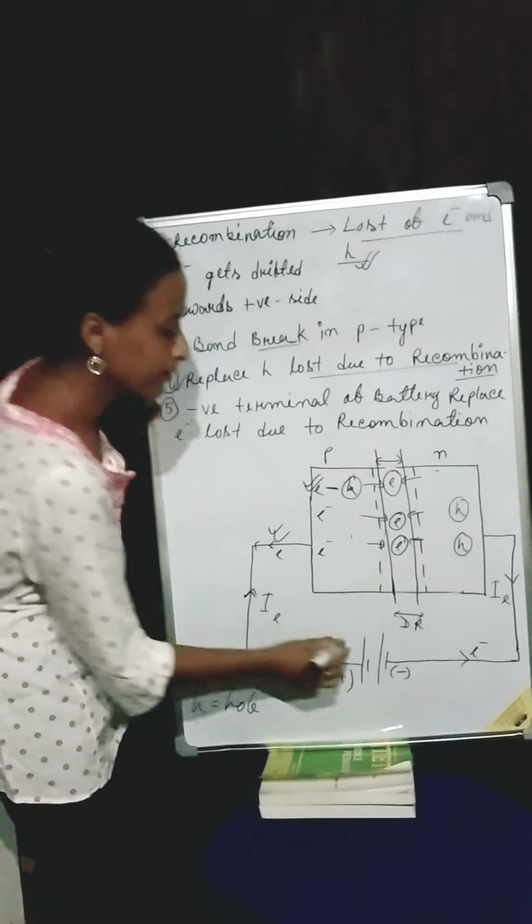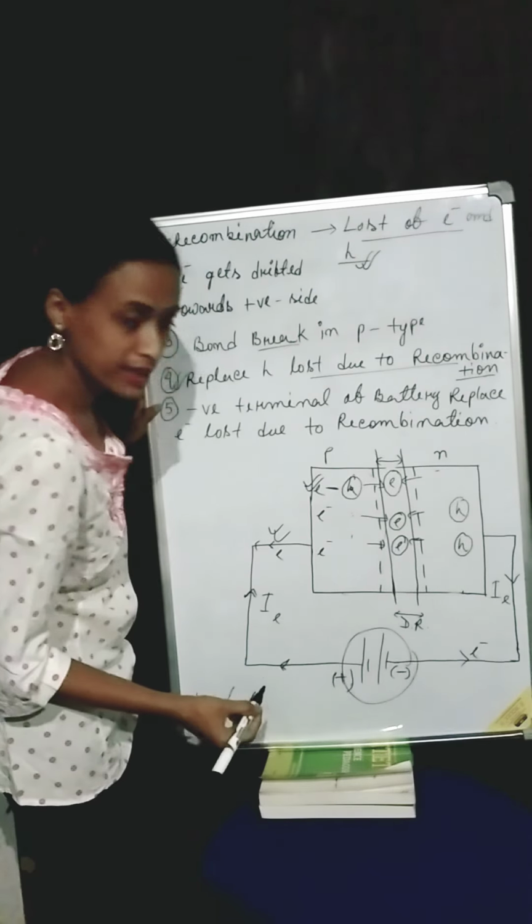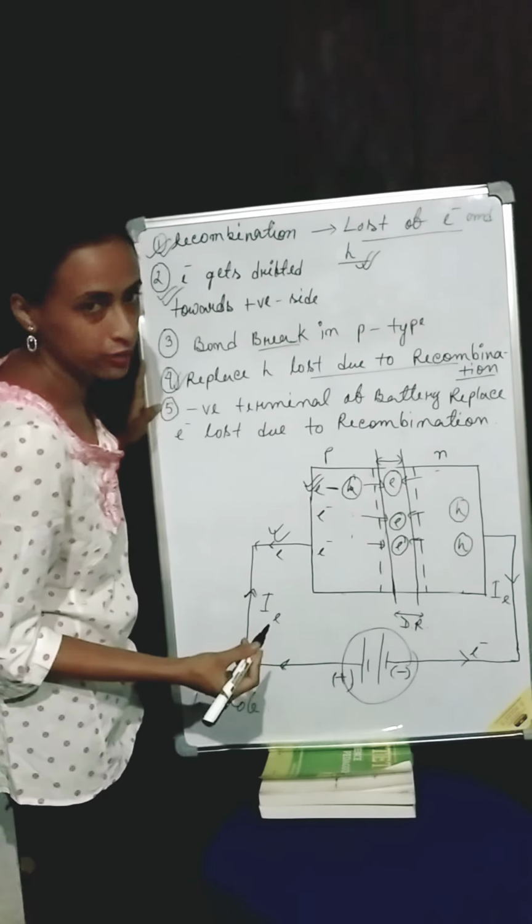So now see here, this external battery is a collection of electrons.